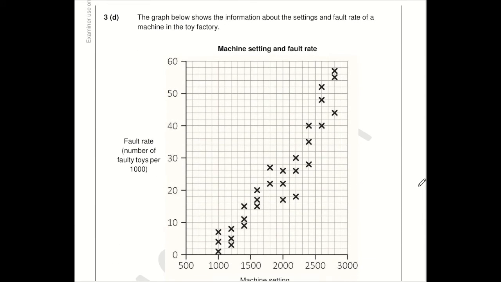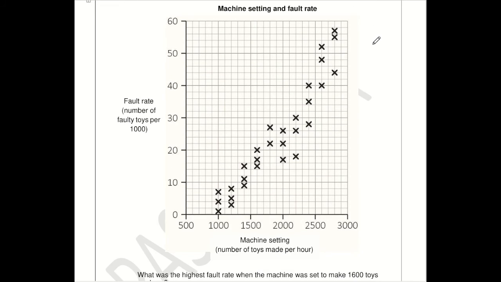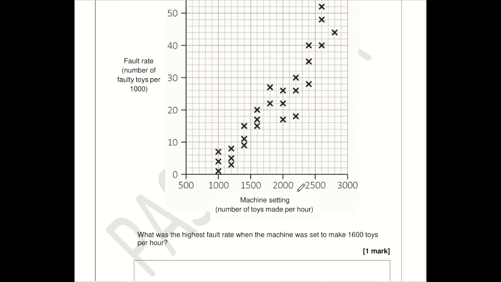Okay, right, moving on to 3D. So here we've got a little intro. The graph below shows the information about the settings and fault rate of a machine in the toy factory. So what was the highest fault rate when the machine was set to make 1600 toys per hour? Number of toys made per hour goes across the bottom, so 500, 1000, 1500, we want 1600, so it's between 1500 and 2000, and we're simply going up in 100s: 1500, 1600, 17, 18, 19, 20.